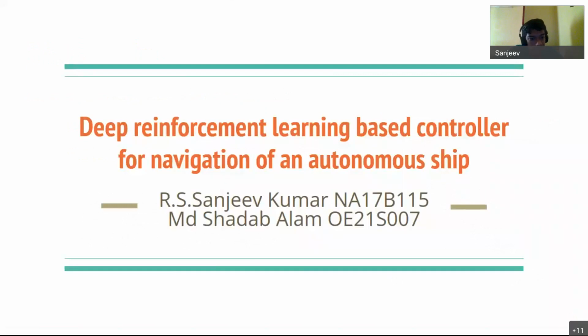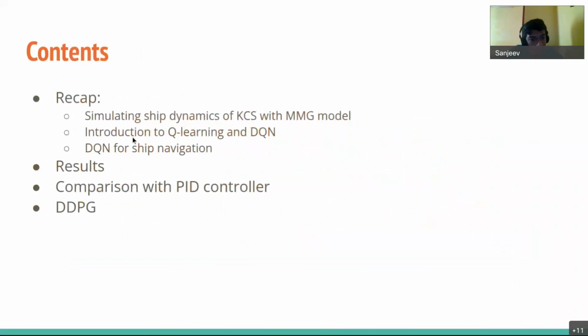First, we'll briefly do a recap of what we covered in the previous presentations, and then we'll look at the latest results, and we'll see how the RL-based controller compares with the PID controller. Then we'll look at another RL algorithm called the DDPG algorithm. Shadab can go on.